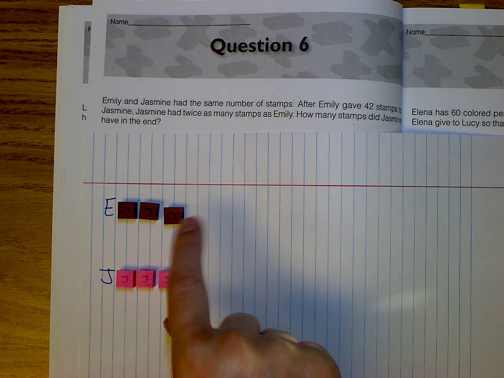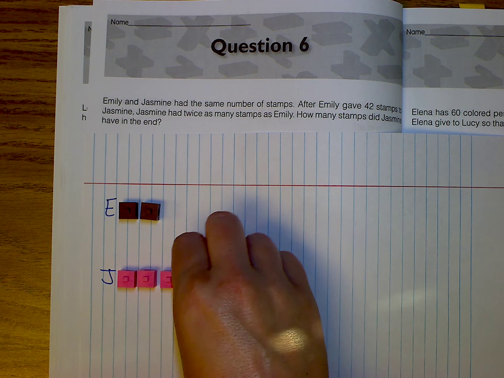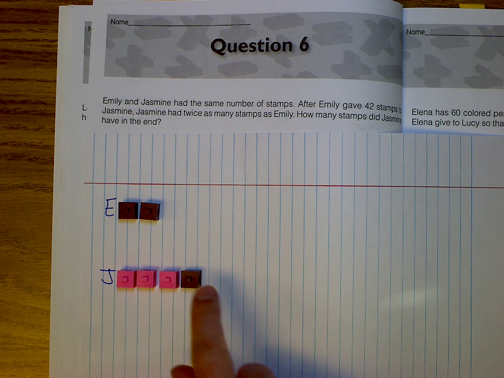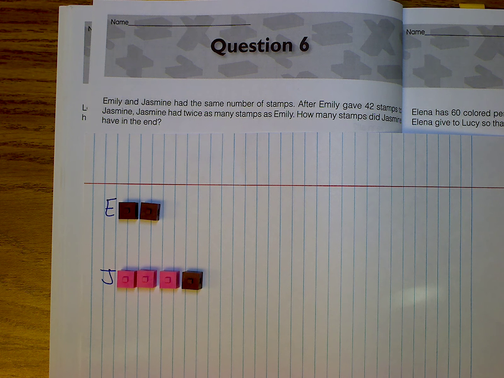Yes, so how many units did Emily give to Jasmine? 1. She gave her 1 unit, and how much is that 1 unit worth? No, just the 1. How many did Emily give to Jasmine? It's changed a little. How many total did Emily give to Jasmine? Does it say? 42. Yep, she gave her 42.